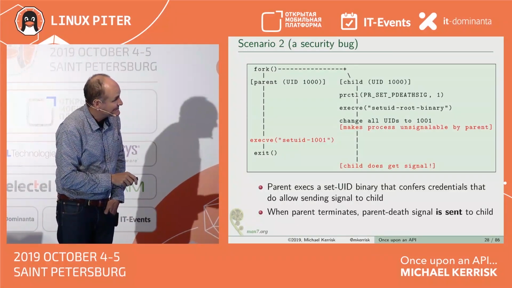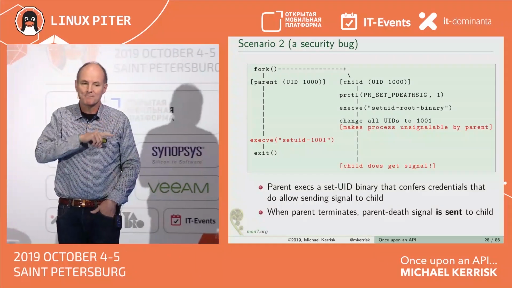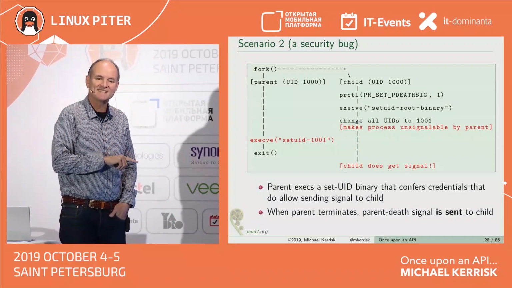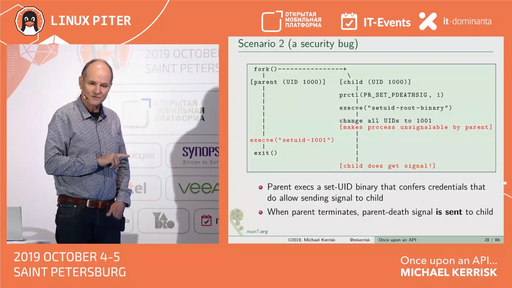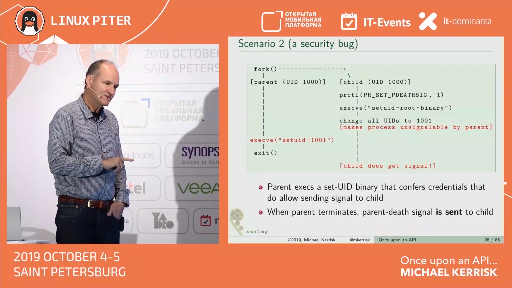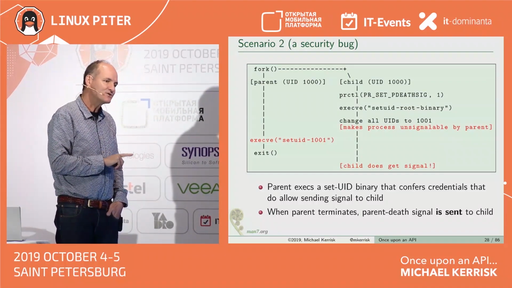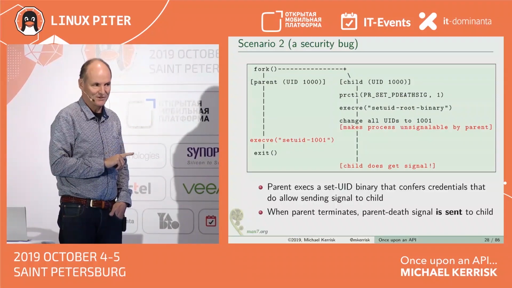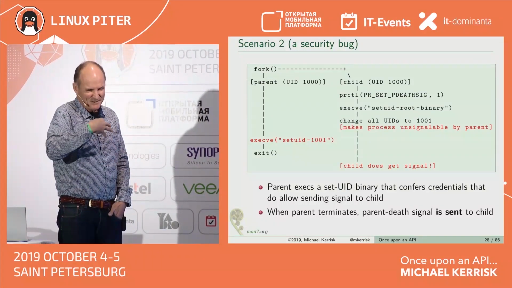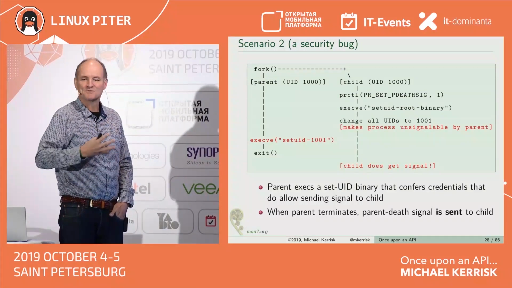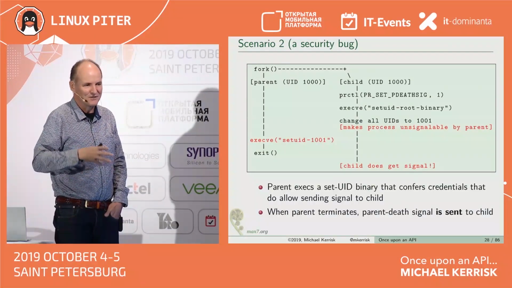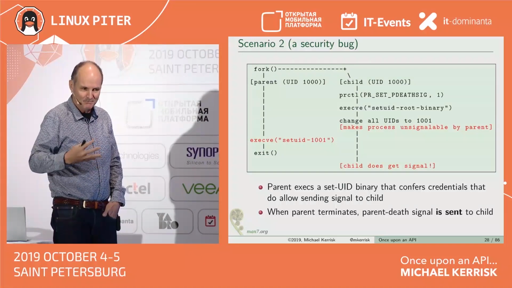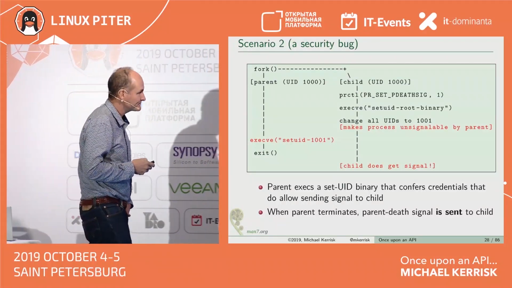Without this PR_SET_PDEATHSIG option, that parent process would never have been able to send a signal to the child. Okay, so this is interesting for an attacker because now they've got a way of sending a signal to a process that they couldn't signal before. And making programs do strange things is what attackers love. It's the first step on the pathway to some kind of breakage of the system.